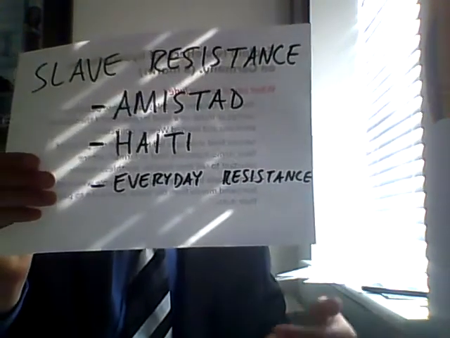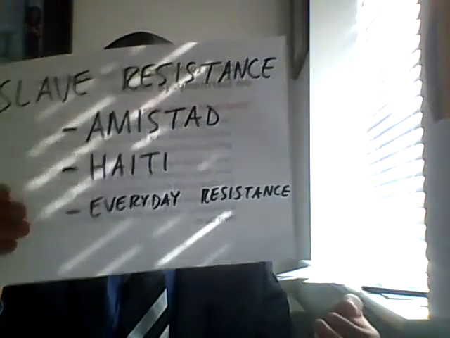Another famous example of enslaved people resisting is the Haiti Revolution. So in August 1791, the Haiti Revolution was led by a man called Toussaint Louverture, that's my best French pronunciation, who fought against the French army who controlled Haiti, or Saint-Domingue as it was known at that point. It wasn't known as Haiti yet.